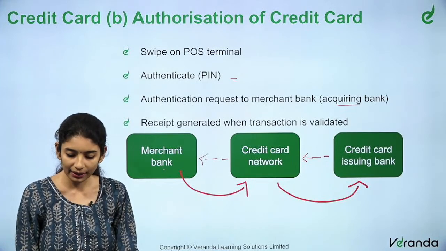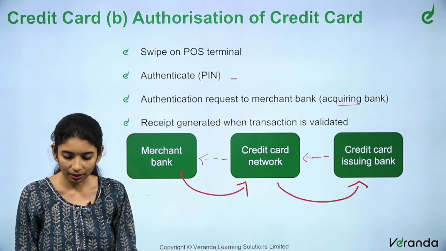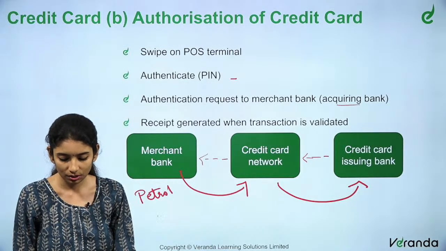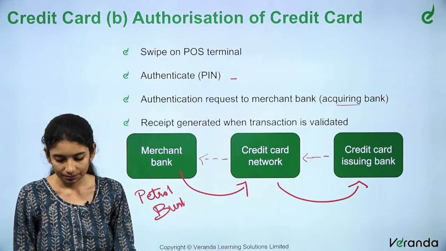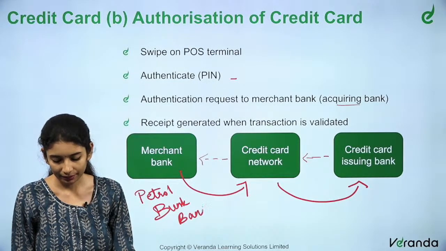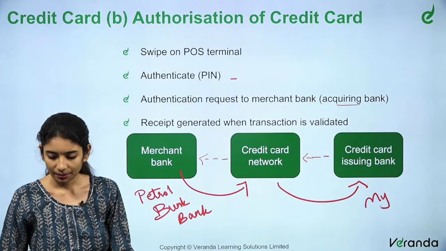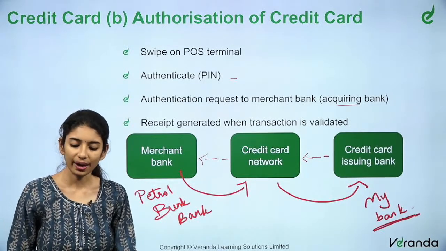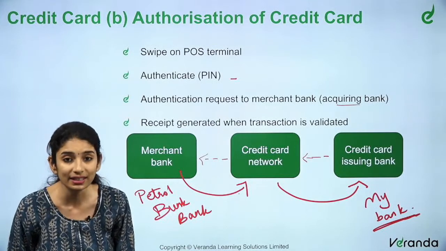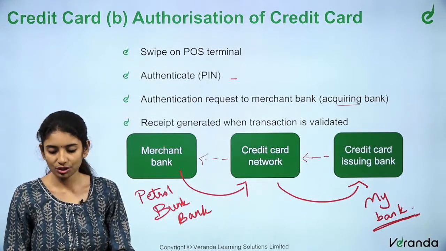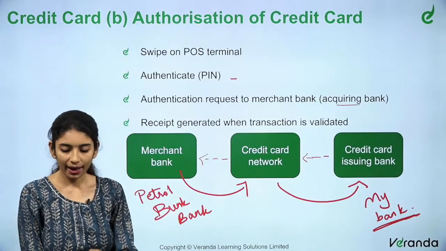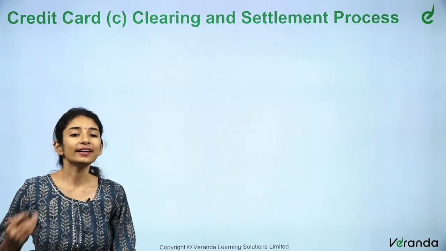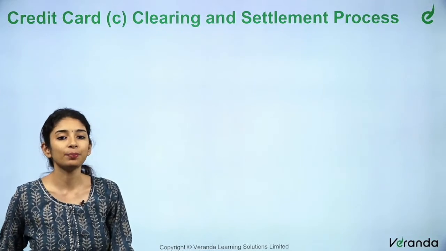So the merchant bank is nothing but the petrol bunk bank, and this is the credit card issuing bank, my bank. My card is submitted here, so my bank. The petrol bunk bank asks the credit card network. The network reaches out to the credit card issuing bank, and the process is again reciprocated. Clear? Third one is credit card clearing and settlement process.